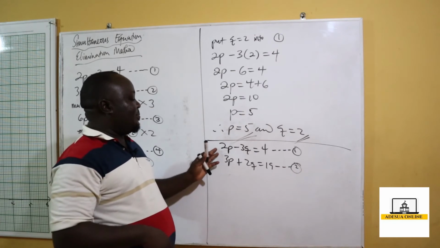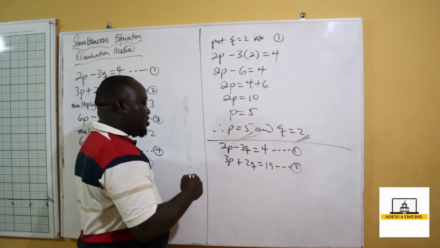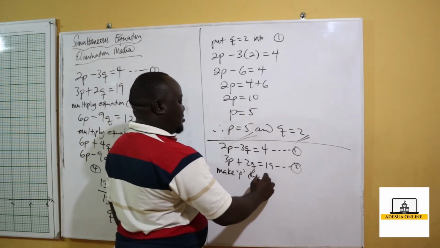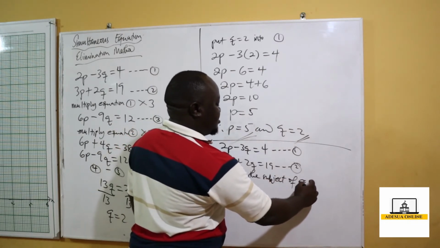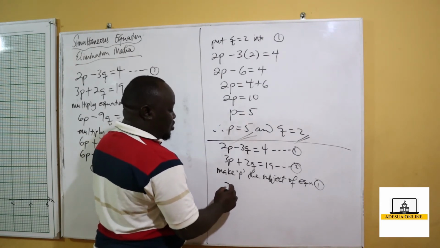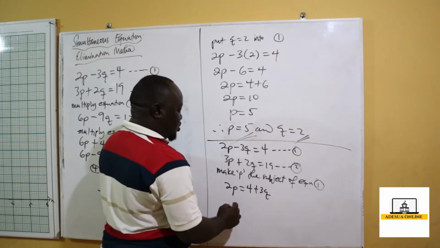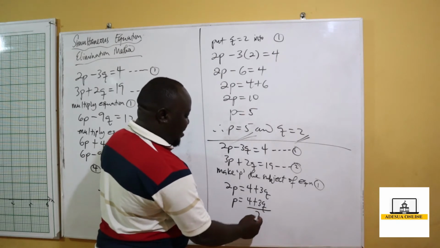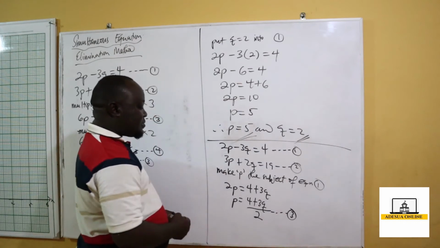Okay? So suppose I pick equation 1, and I decide to make P the subject. So you write, make P the subject of equation 1. So making P the subject, you shall have 2P is equal to 4 plus 3Q. So P will be equal to 4 plus 3Q, all divided by 2. So you name this equation 3.